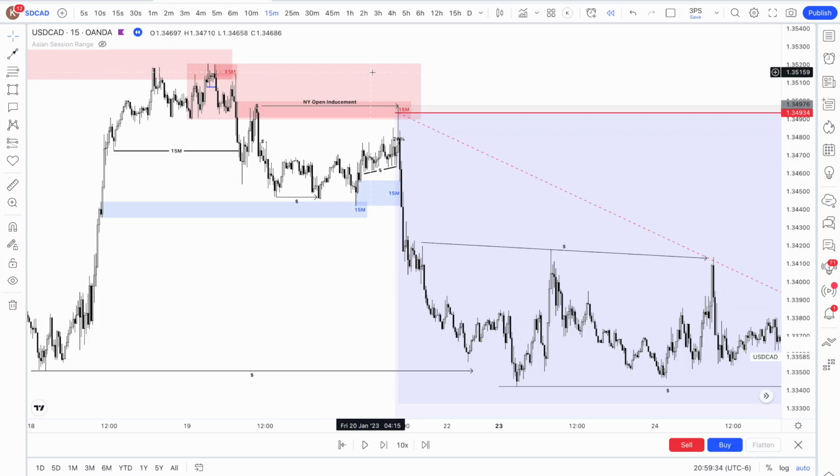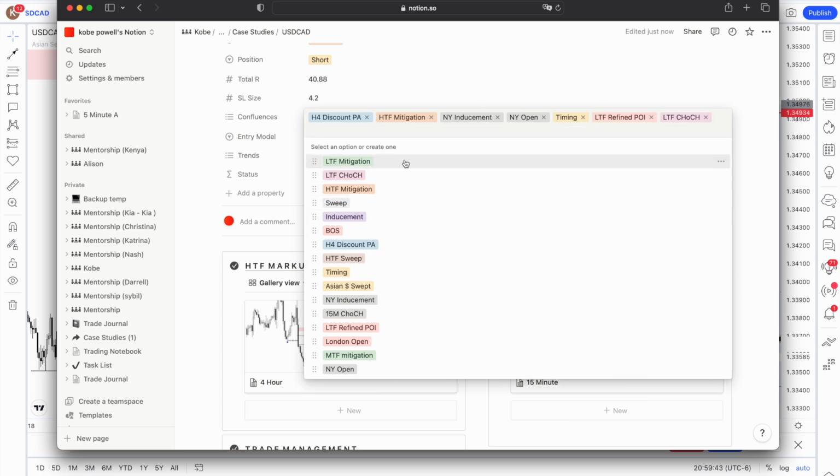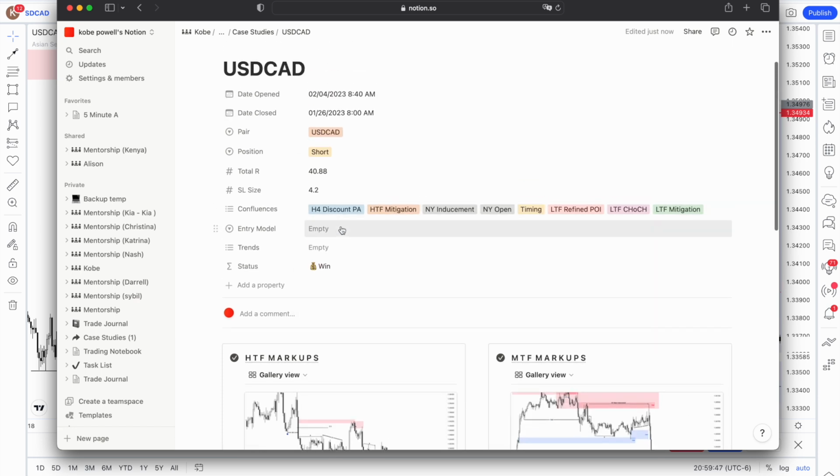And we did not have a 15-minute charge. This was all lower time frame. So we know we had our lower time frame refined POI and our lower time frame charge, as well as low time frame mitigation. So those are going to be the factors that go into finding my trade.